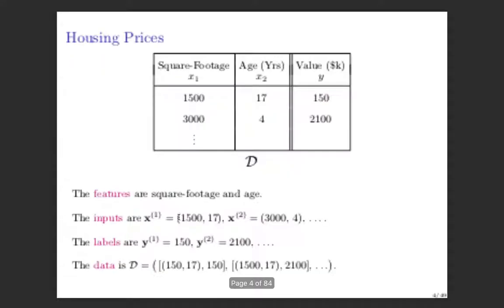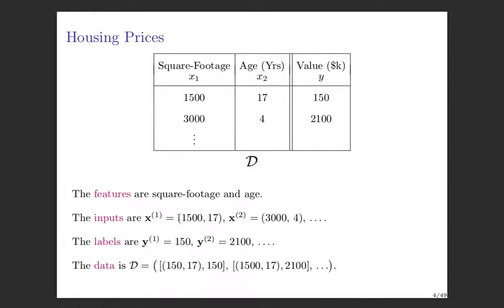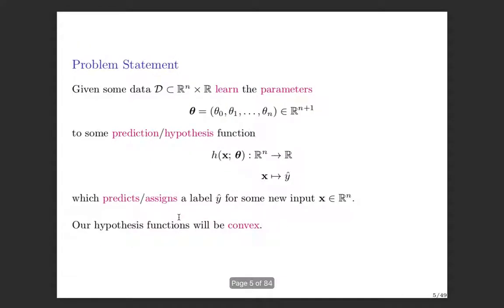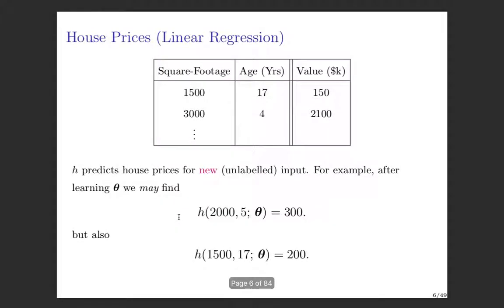So here's our problem statement. Given some data, like housing prices matched with square footage and age, I want to learn the parameters to a function, which I'm going to call the prediction or hypothesis function. The idea is that you give me a bunch of data, I learn a function that represents that data, and then I use that function to generate guesses for new pieces of data that I don't have labels for yet. I want to assign new labels. And somehow it's going to be important that this function is convex, but it all becomes a lot more clear when I start showing you diagrams.